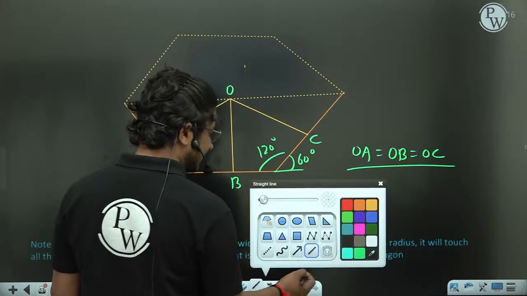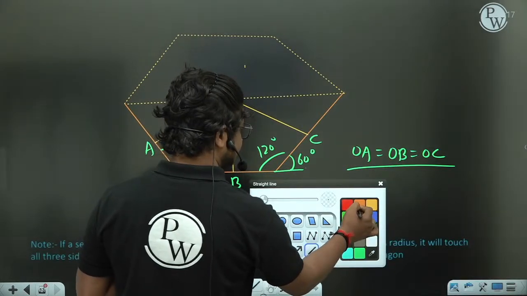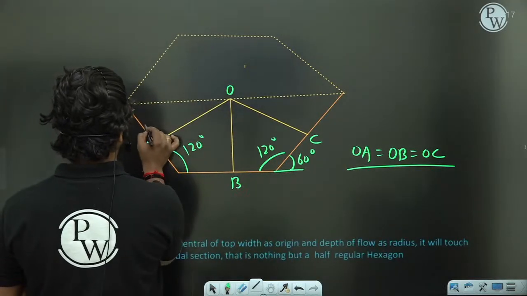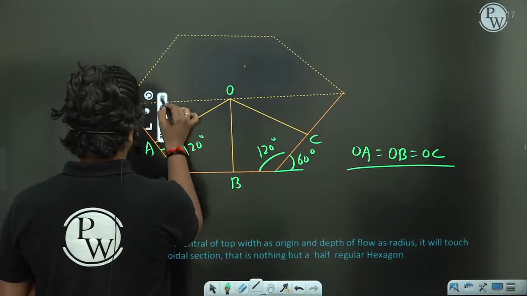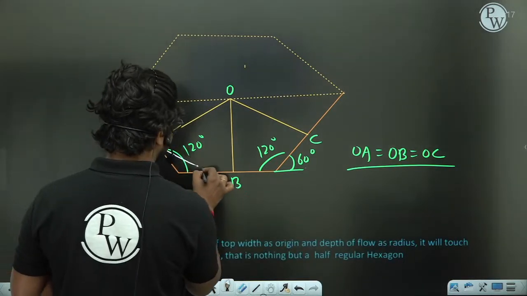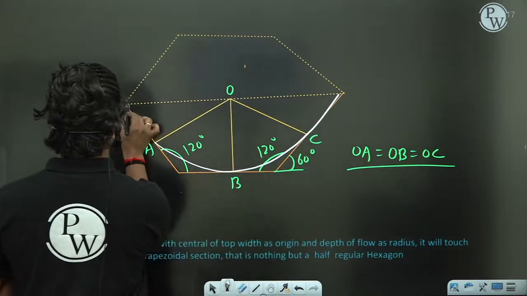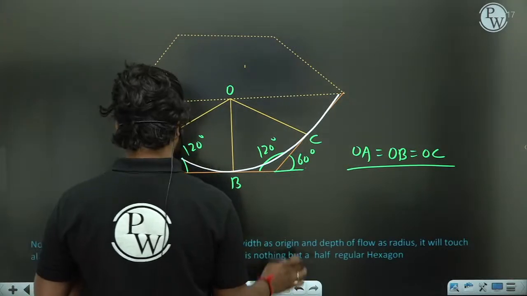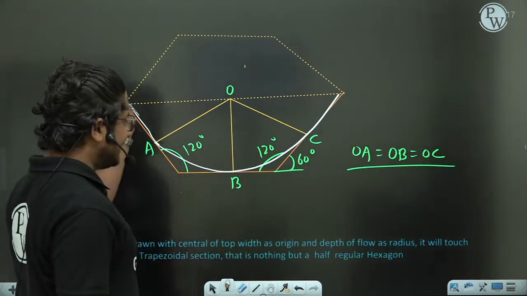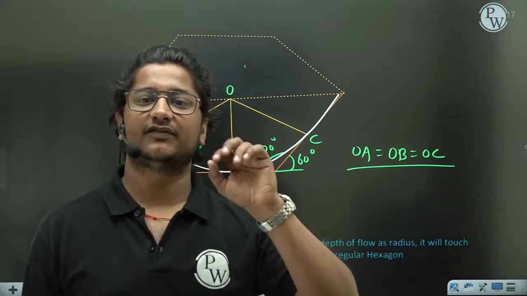And if you take this OA or OB or OC as a radius, and if you draw a semicircle with it, just like this, how I am drawing, it will pass like this. So basically a semicircle of this radius is inscribed in a half of the regular hexagon.